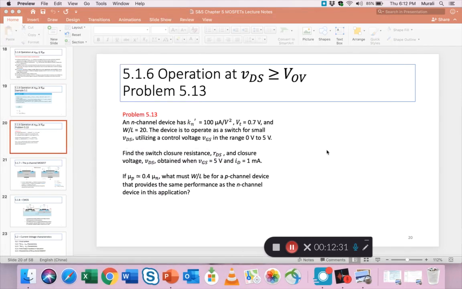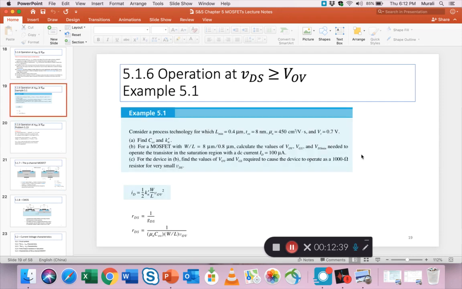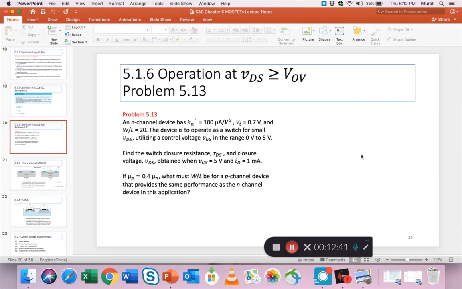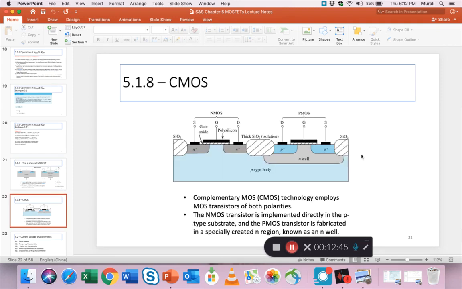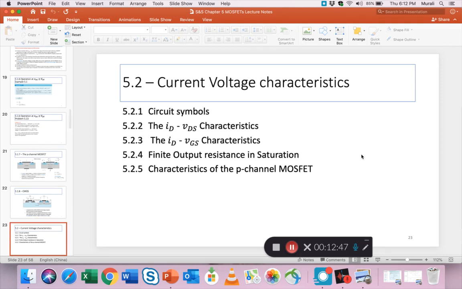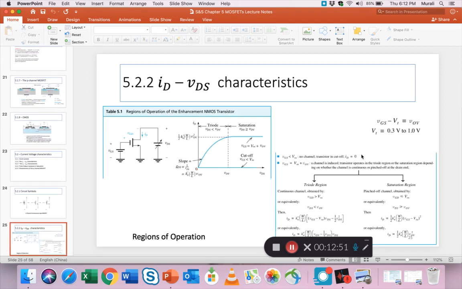I will minimize this and move on to some more problems. So by the way, I was on slides 19 and 20 if I didn't mention it already. So we are at 21, moving on to 22, 23, 24, 25. You see all these curves.